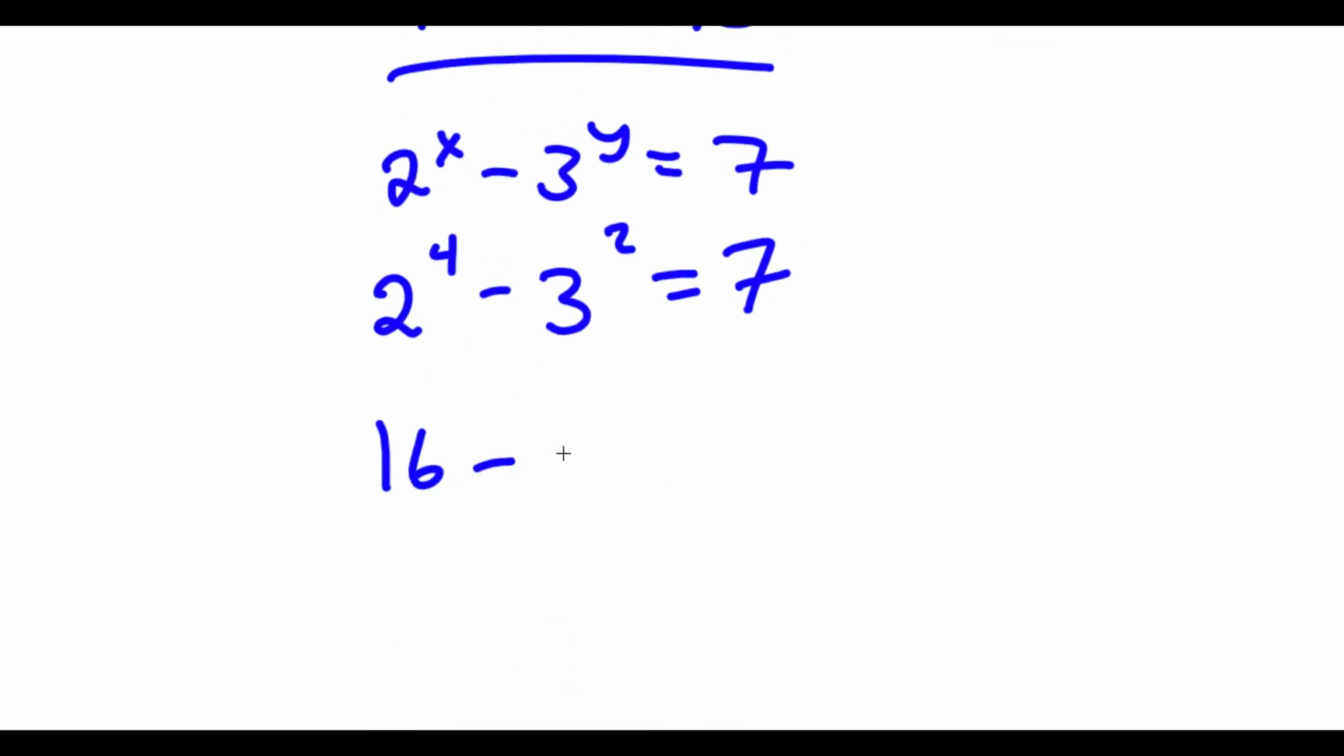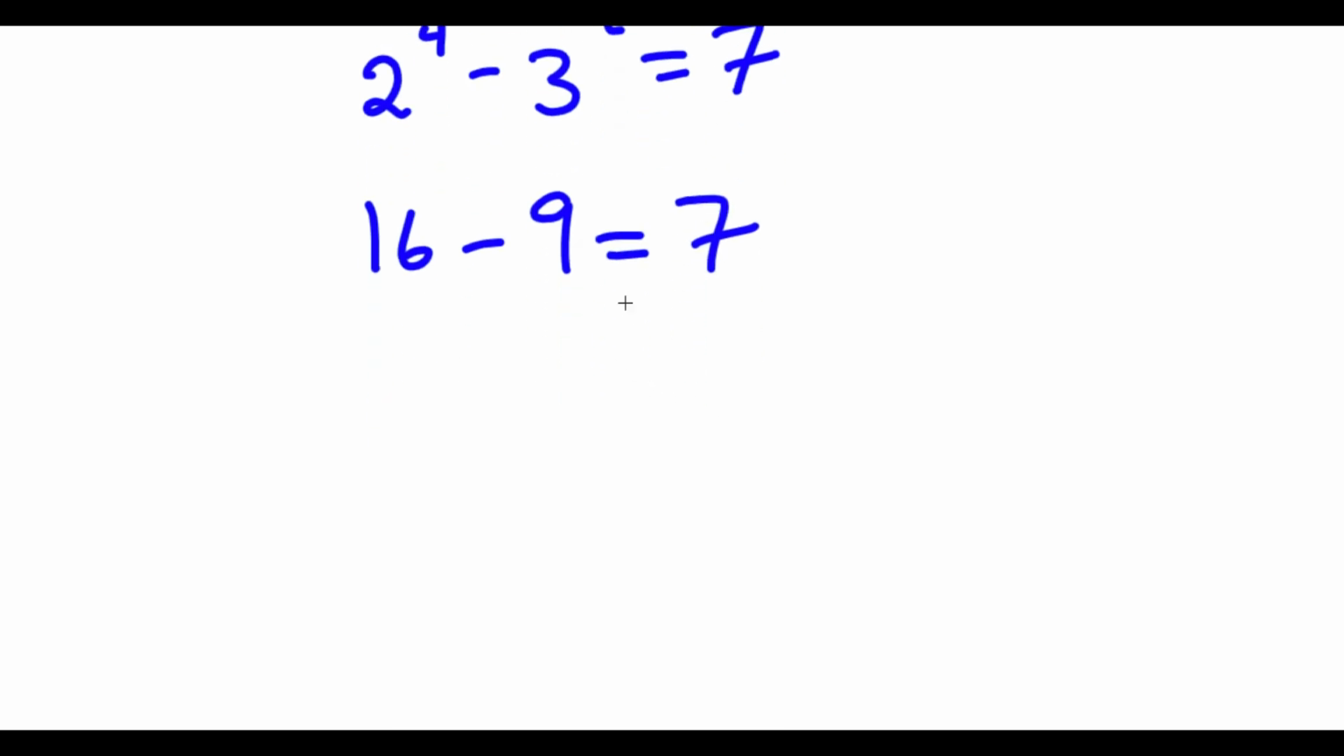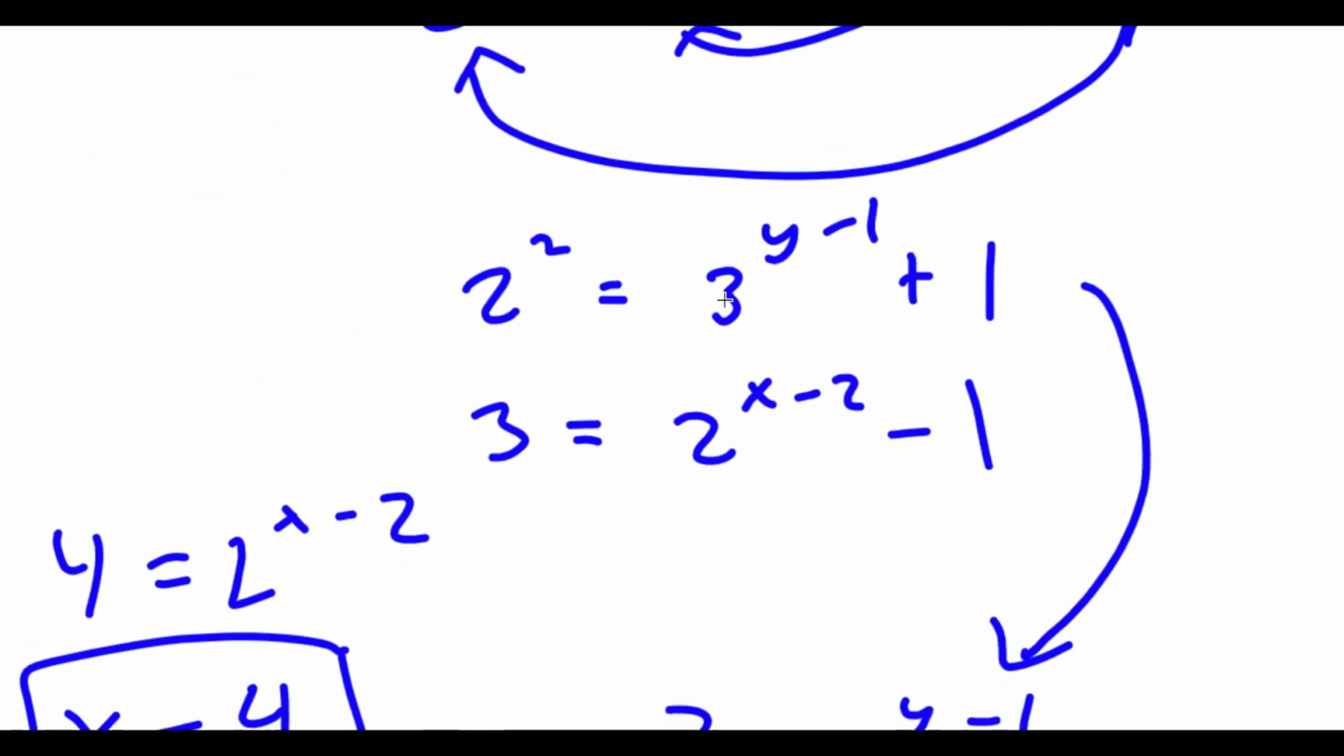2 to the power of 4 is 16. 3 squared is 9. 16 minus 9 is 7, so I get 7 is equal to 7. And because this is right, my solution is right.